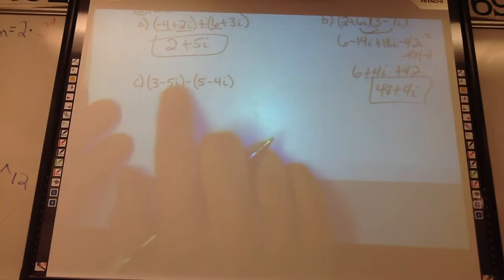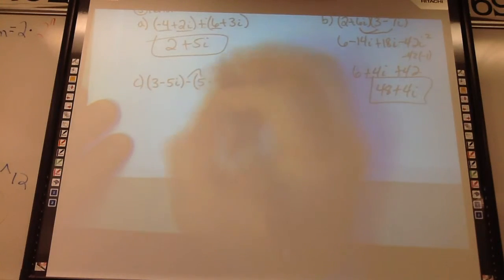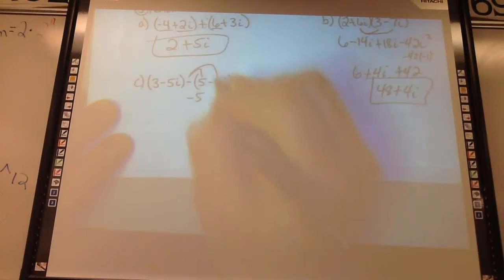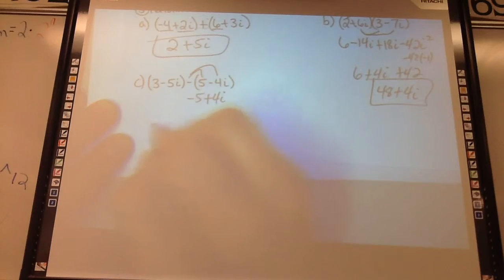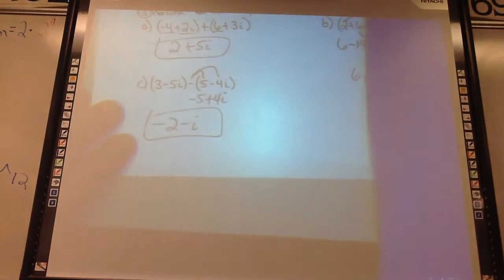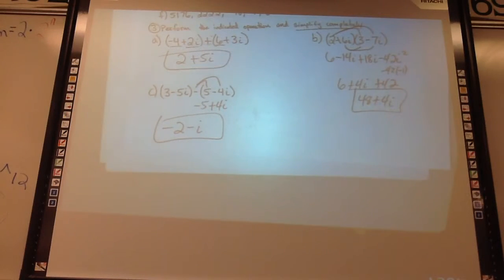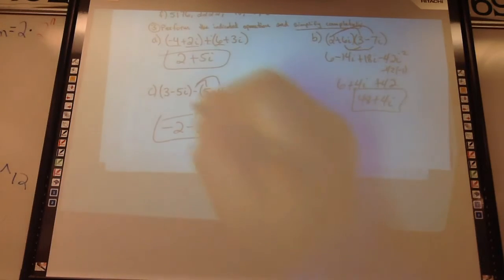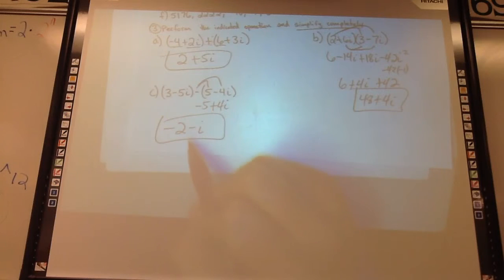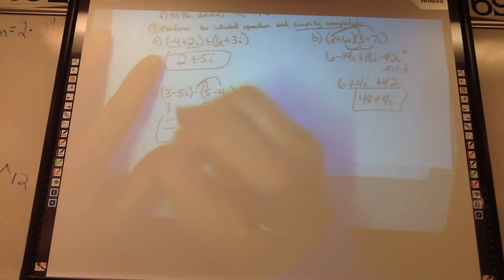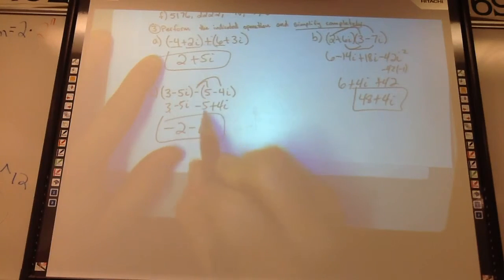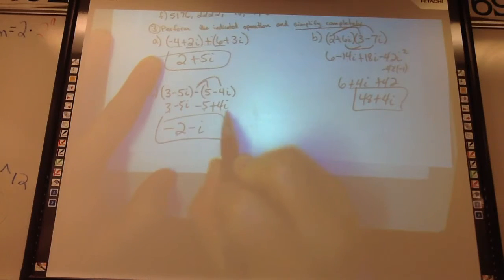And then this one, subtraction, you got to subtract both. So that's negative 5, negative is positive 4i. So you got 3 minus 5 is negative 2, and negative 5 plus 4 is negative 1i. Wait, how'd you do that? Hold on. Why didn't you do the 3 minus 5? I did. I just didn't write it. 3 minus 5 is negative 2. Negative 5 plus 4 is negative 1.